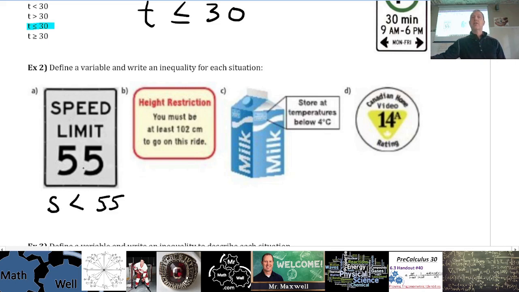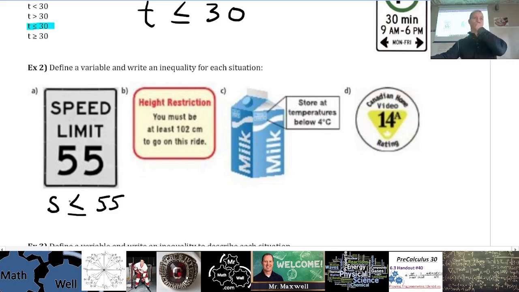Now the question is, can you go exactly 55 and still be okay? Yeah. Right. So should we put a little equal sign underneath here? Yeah, I agree. Very good. So speed limit 55 means that your speed can be any number less than or equal to 55.